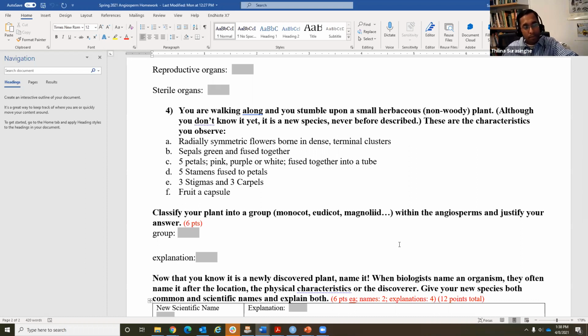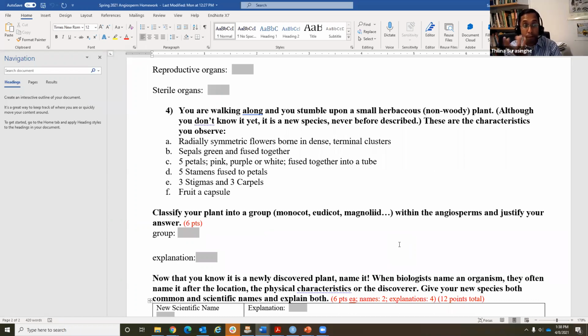And in terms of what you asked me about genus names, look at the characters I have given. Are there any genus that actually have pink, purple, white flowers with 5 petals that are fused together? Look it up. What genuses actually have that? Ipomoea, I will tell you, the Ipomoea genus has all of those characteristics, right? So look up what kind of flowers have 5 petals with that kind of color.